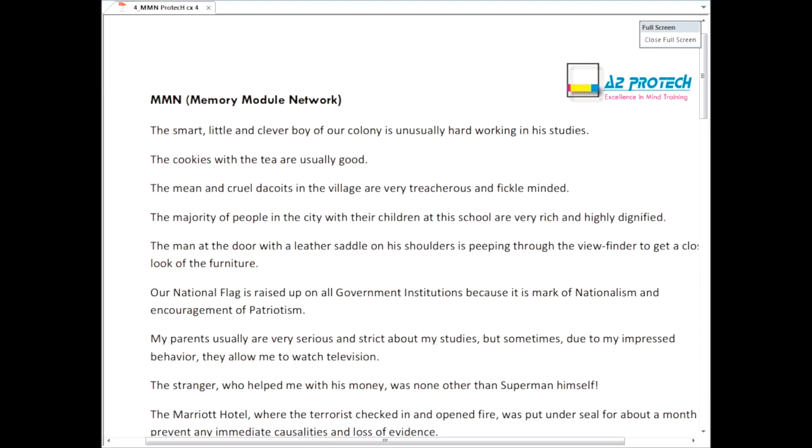Okay, so R is a pronoun too for colony. So this is a segment. Our colony is a segment. Smart, little and clever boy is another noun segment.